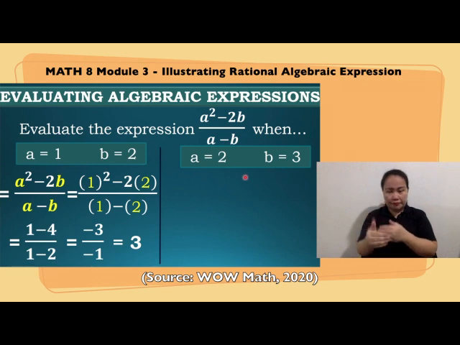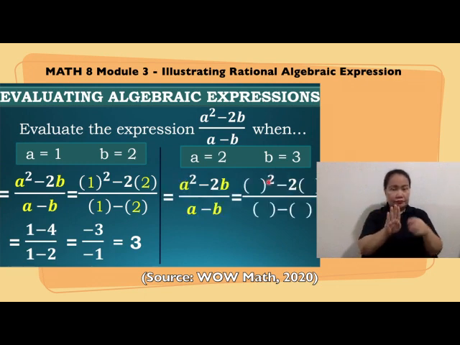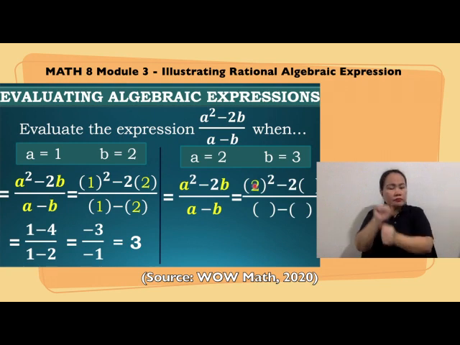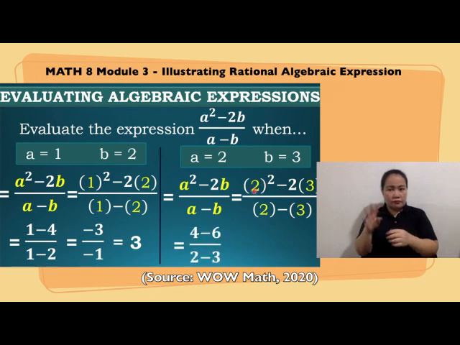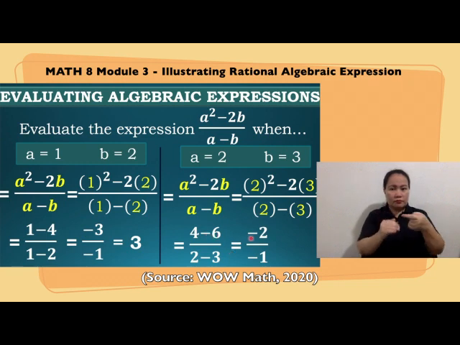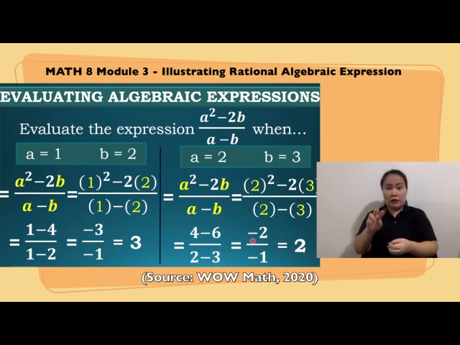Next, so a is equal to 2, b is equal to 3. So, we will have our a is 2. Our b is 3. So, let us simplify 2 squared, that is 4. Let us simplify 2 times 3, that is 6. And then 2 minus 3. Okay? So, we will have 4 minus 6, that is negative 2. 2 minus 3, that is negative 1. So, negative 2 divided by negative 1, that is positive 2. So, ito yung case na kapag ang given ay dalawang variable. So, you must have 2 assigned values for the variables.